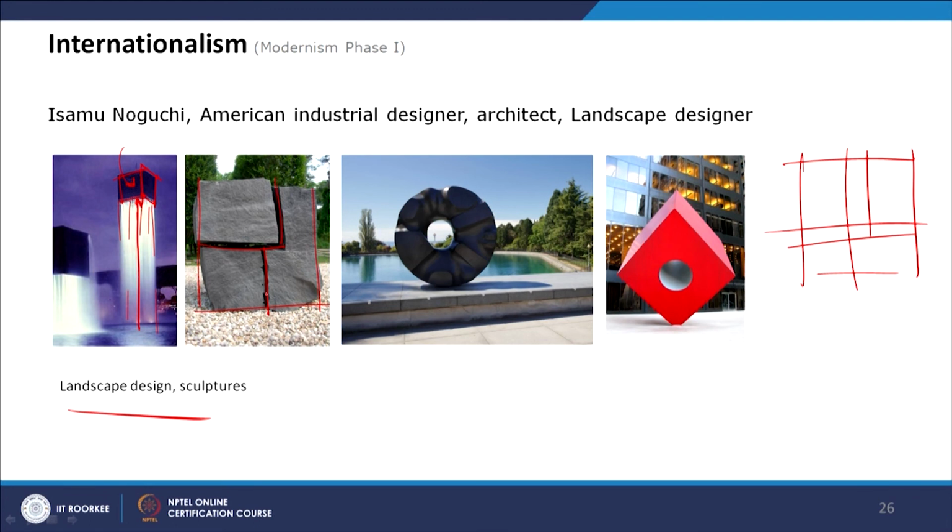And also if you look at this, this is a pure circle, and this is a pure cuboid penetrated by a cylinder. This is there in New York, Noguchi's famous installation, and also the color is red. This also takes inspiration from Bauhaus as well, because these are very close to each other.